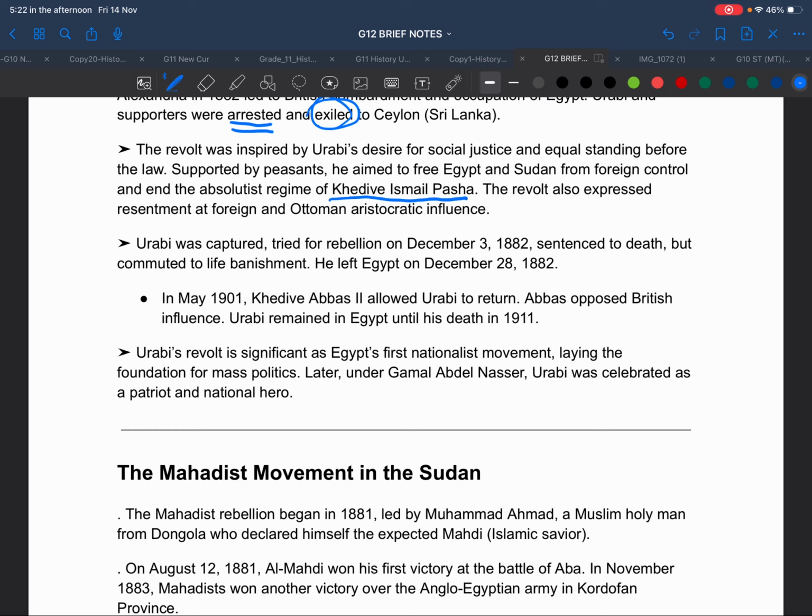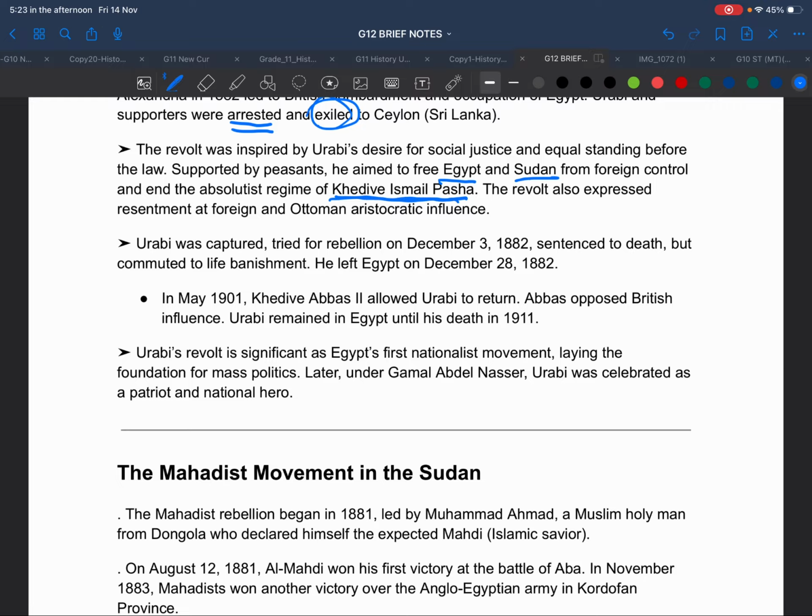This was the time up until 1879, when Khedive Ismail Pasha himself died. I know that. So what Urabi was interested in was just mobilizing the peasants of Egypt to make his country free. Not only his country, but also Sudan to the south of Egypt, both to be free from foreign control, including British control, and from the absolutist regime of Khedive Ismail Pasha.